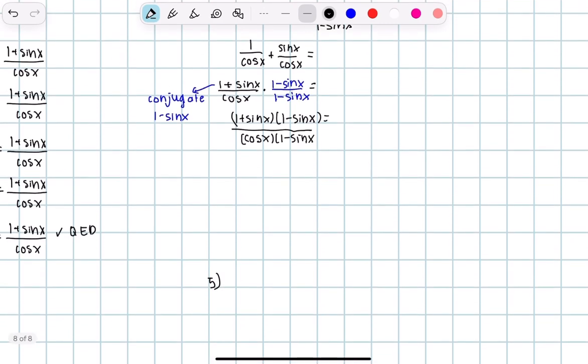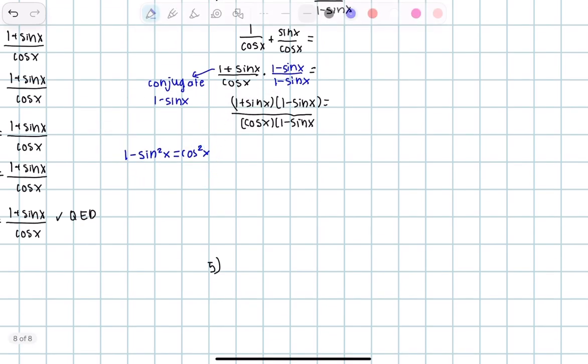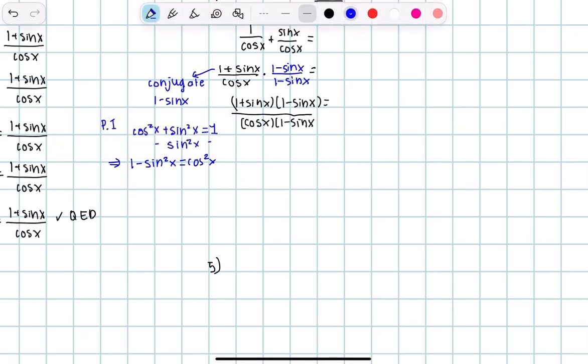And from here, you can use the fact that 1 minus sine squared x is equal to cosine squared x. And again, we get this from the Pythagorean identity that cosine squared x plus sine squared x is equal to 1. So we just rearrange it into this form by subtracting sine squared x from both sides. And then you get cosine squared x.